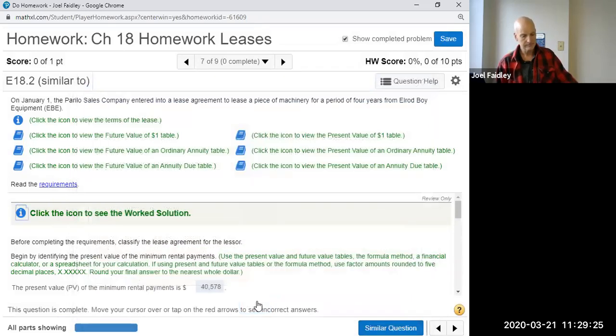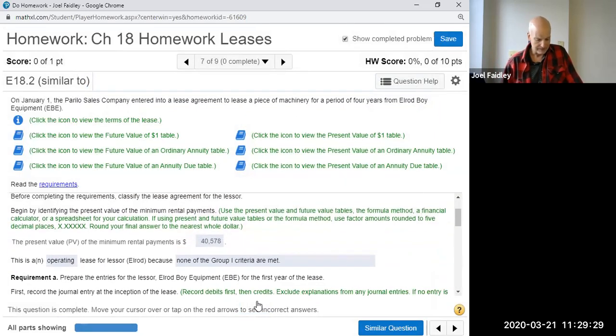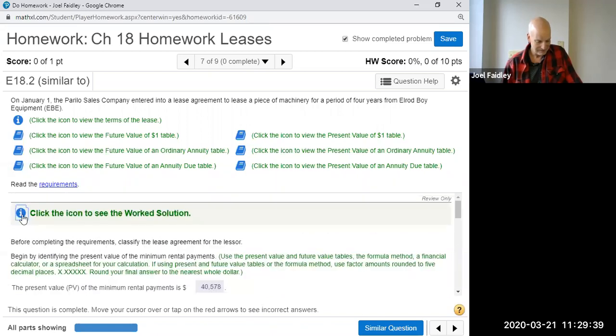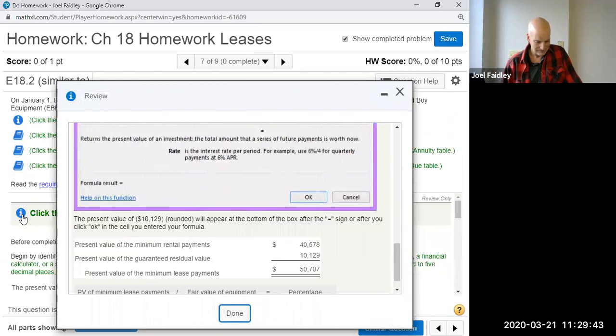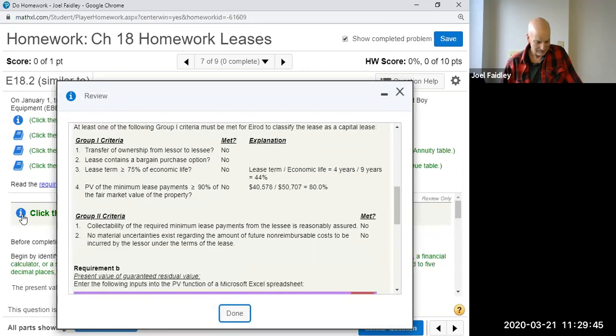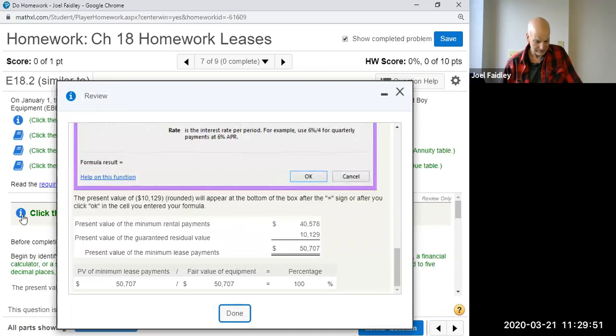All right. I don't think I'm working the same problem again. I do that sometimes in class, and I don't have anybody out there to correct me. All right, so it's a, sorry about that. All those are no. So it's an operating lease, right?